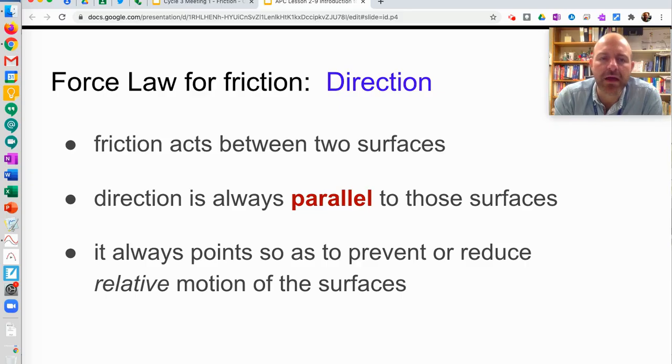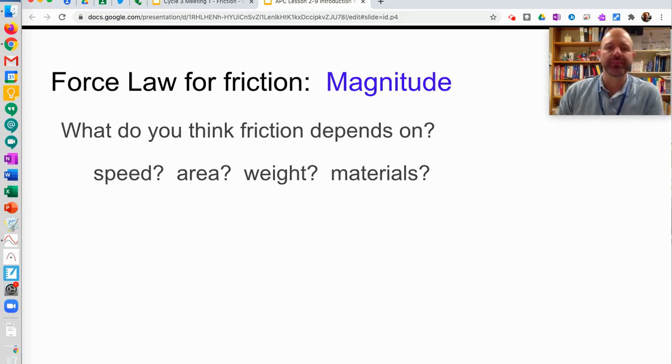So there's a couple of things we should know about forces, the force of friction specifically. When it comes to direction, it always acts between two surfaces. Its direction is parallel to the surfaces as they try to slide relative to each other. And it always points as to prevent or reduce relative motion. It's always a good question to ask yourself, what would happen if there were no friction? And then think about, okay, what is the friction doing?